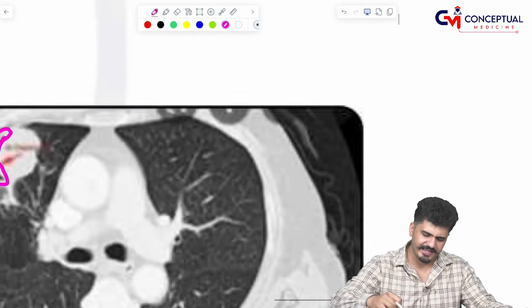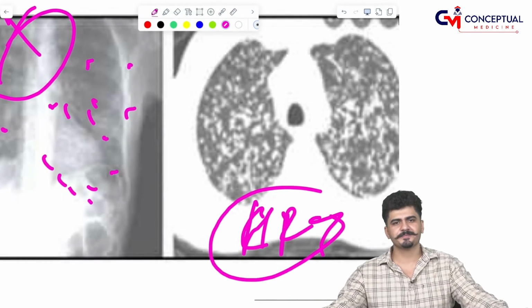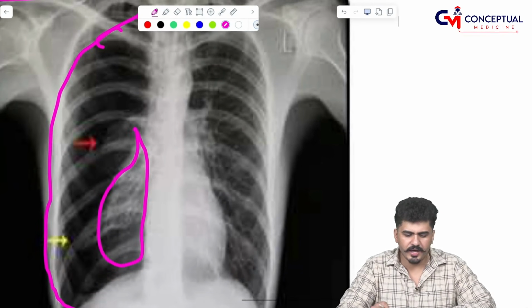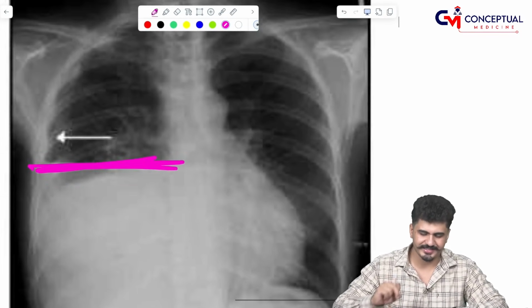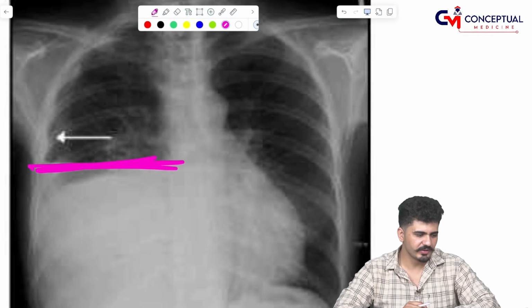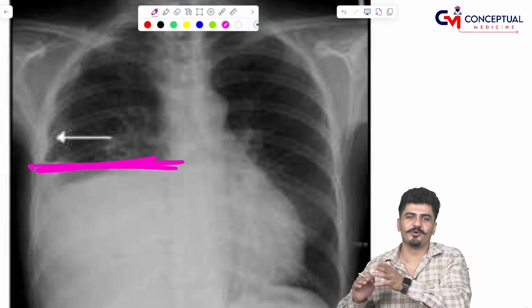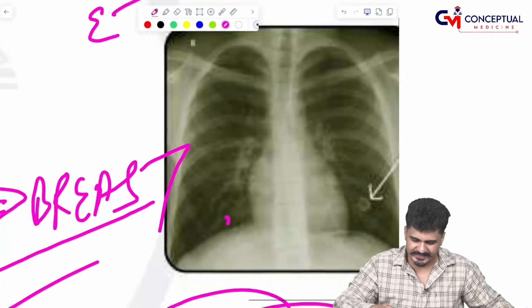Very good answer. Wow, diagnosis. This is pneumothorax. The diagnosis is going to be hydropneumothorax. Hydropneumothorax. Say hydropneumothorax. Yes.